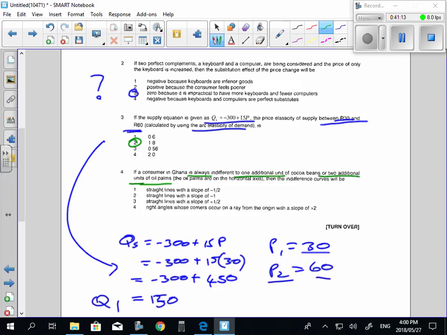2 additional units of oil palms. Okay, so it will be minus a half. All right. It doesn't really matter how many he's swapping. What is important is that the ratio remains the same. So it's always 2 for 1. Okay.